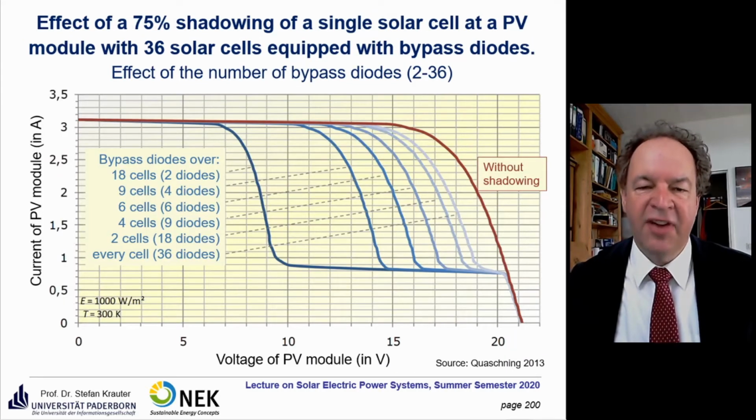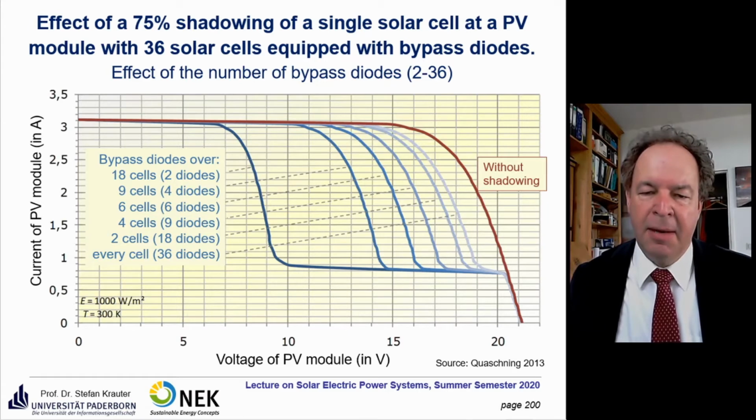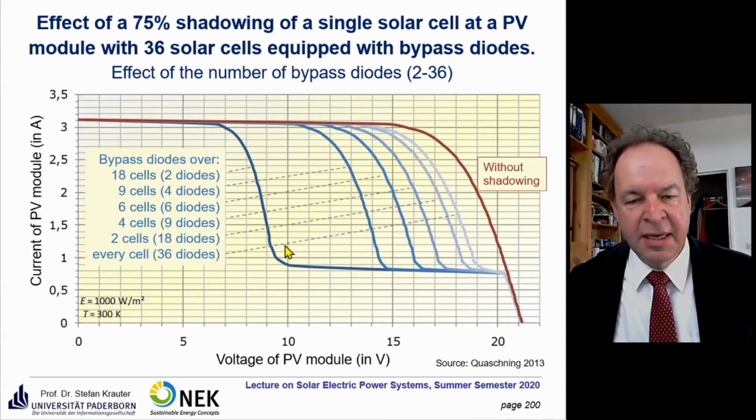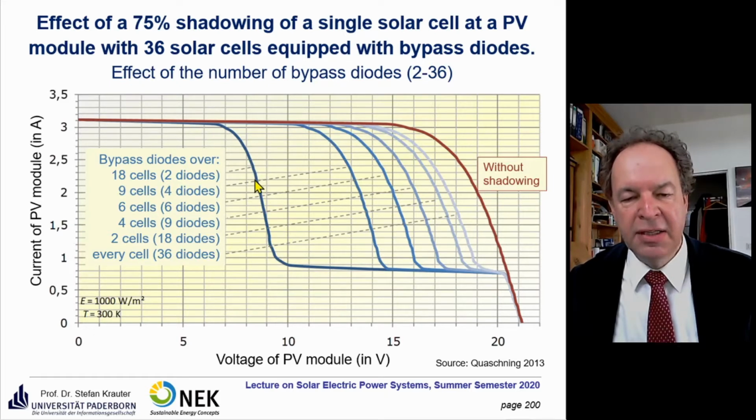Here we see the effect of the bypass diode in terms of the number of bypass diodes. For example, if we have our module with 36 cells and we have only 2 bypass diodes, we have a curve like this. So half of the module is bypassed there, and therefore the module is at half of the voltage. You find a drastic reduction.